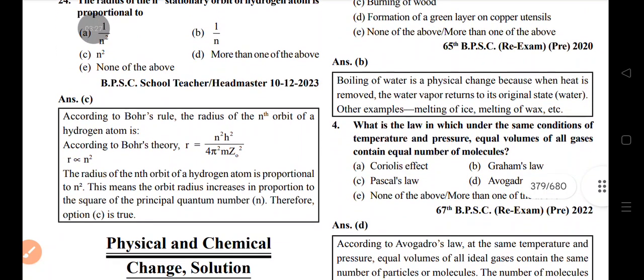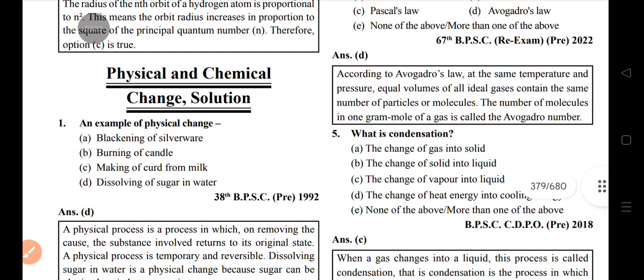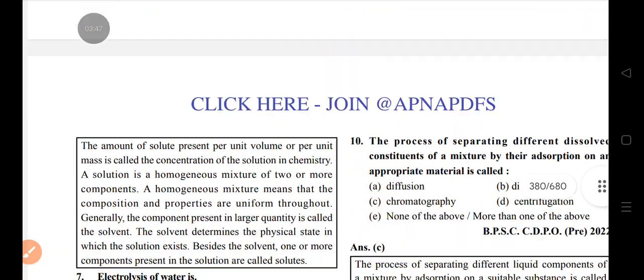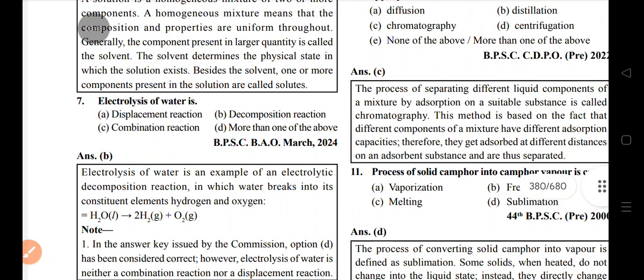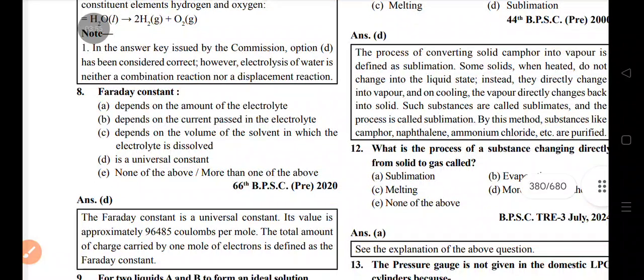Under the same conditions of temperature and pressure, equal volumes of all gases contain an equal number of molecules: Avogadro's law. Condensation: change of vapor into liquid. The amount of solute present per unit volume or per unit mass of the solution or solvent is known as concentration of solution. Electrolysis of water is a decomposition reaction. Faraday constant is a universal constant.